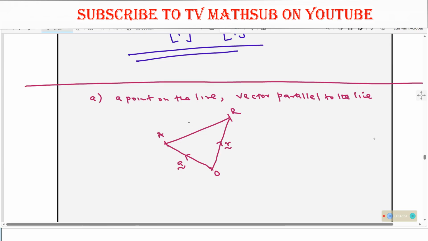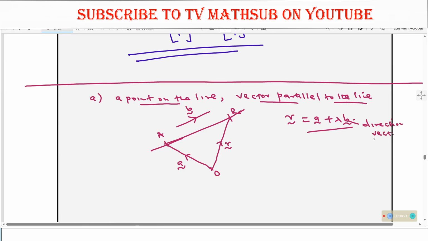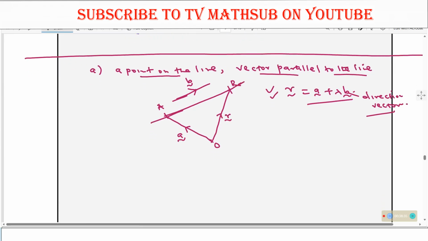And then this is our AR, but this is the line we are talking about. Along this line, we had a vector that is parallel to that line, which is vector B. So if you have a point on the line and a vector parallel to the line, you use R, which is equal to vector A plus lambda vector B. B is representing the direction vector. So here you have only one point, but you also have a vector that is parallel to the line. You use this. That is the first way.